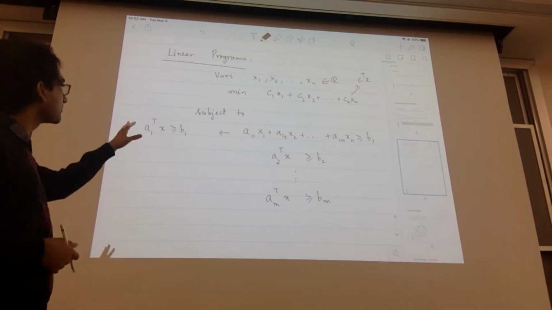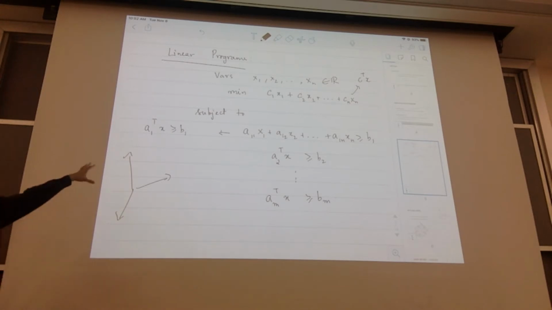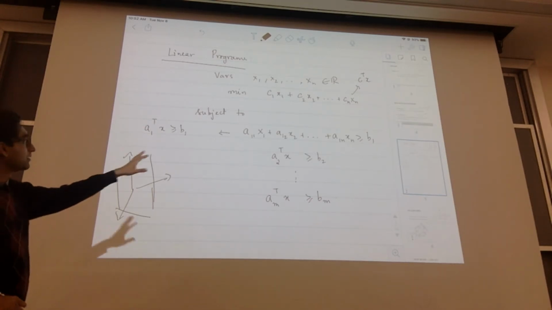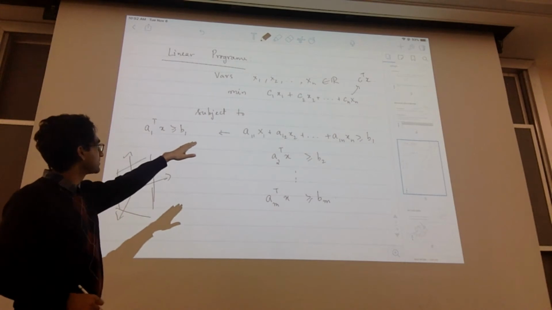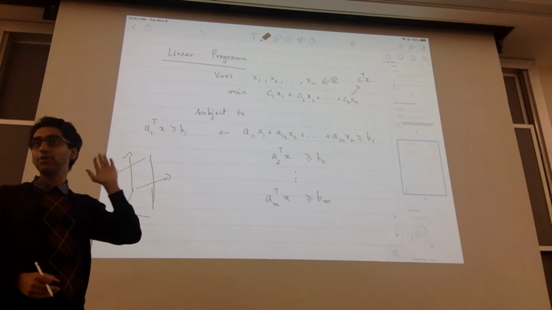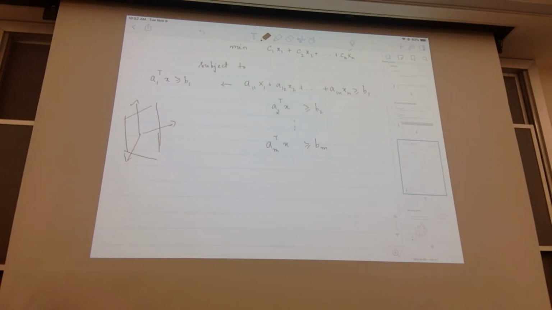Each of these constraints, if you think about n-dimensional real space, say n equals 3, so you have 3-dimensional real space, is a plane. I'm probably bad at drawing planes. This is called a hyperplane, an infinite plane. One of these equalities corresponds to a plane. An inequality just means all points on one of the sides. So that's a half space.